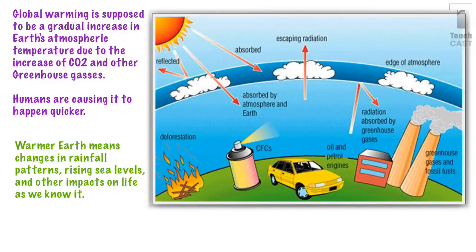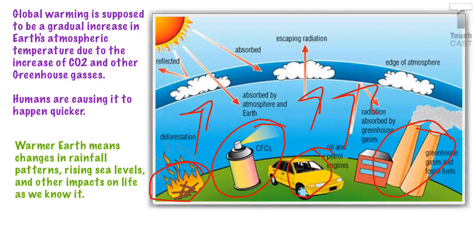So global warming is supposed to be this nice gradual increase in the Earth's atmospheric temperature due to the increase of carbon dioxide and other greenhouse gases. But unfortunately, humans are causing this to happen a lot quicker, because we have things like chlorofluorocarbons, CFCs, all the exhaust from our awesome engines, power plants that are giving off greenhouse gases, and deforestation, getting rid of the forests, not being able to get all the oxygen and everything like that. And all this just builds up. A warmer Earth means changes in our rainfall patterns, rising sea levels, and who else knows what other kinds of crazy impacts on life as we know it.